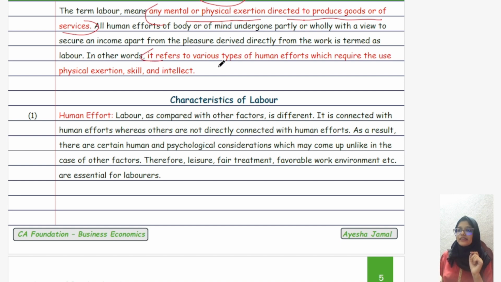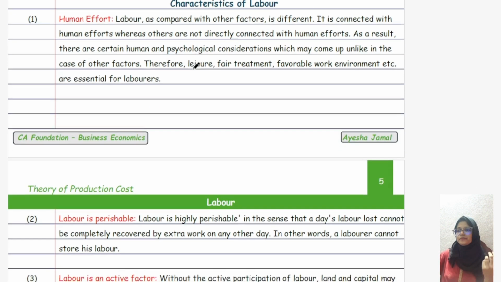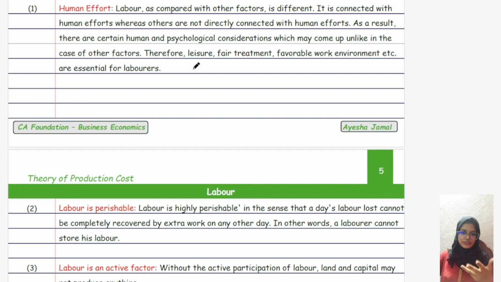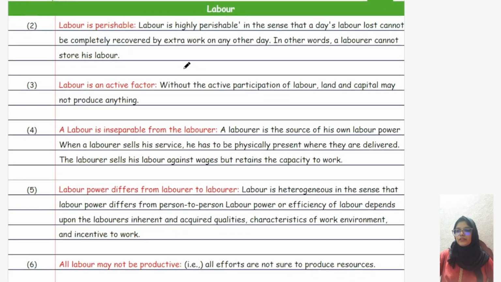Again, it refers to various types of human efforts which require the use of physical exertion, skill, and intellect. Okay. Now we'll be seeing characteristics of labor. Labor is nothing but human effort. We humans are the laborers, right? We put our skill, our mindset, our mental and physical health, everything. So labor is nothing but human effort.